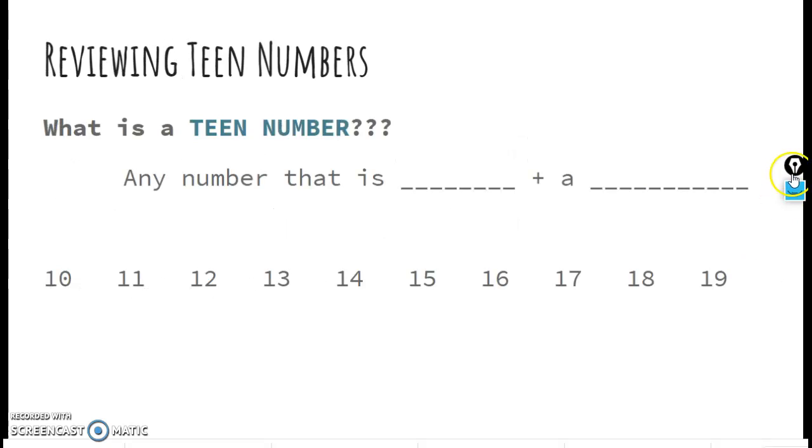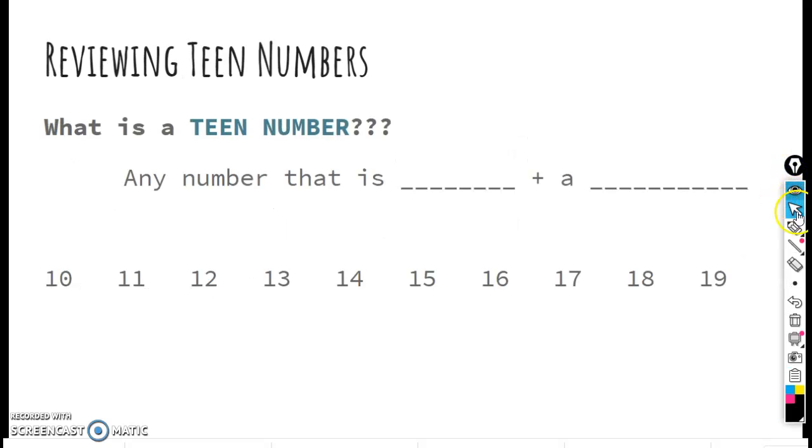All right. Just a little review from earlier this week because this is important when understanding how to order teen numbers. What is a teen number? A teen number is any number that is, remember? A 10 plus a digit. Or you can say it is a 10 plus some leftover ones.